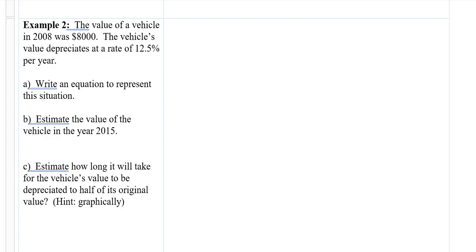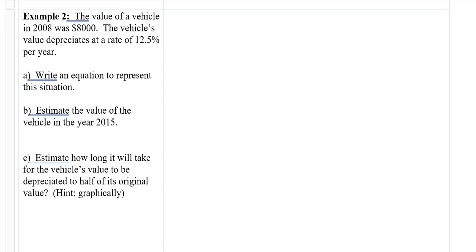So here is a very real world applicable example. In this example, we're talking about the value of a car. So it says the value of a vehicle in 2008 was $8,000. So that was the price of the car being bought from the dealership. The vehicle's value depreciates. Depreciates is another word for decreases at a rate of 12.5% per year.